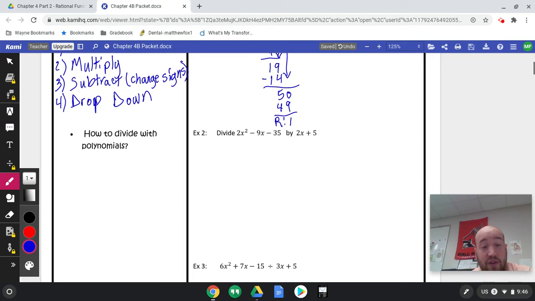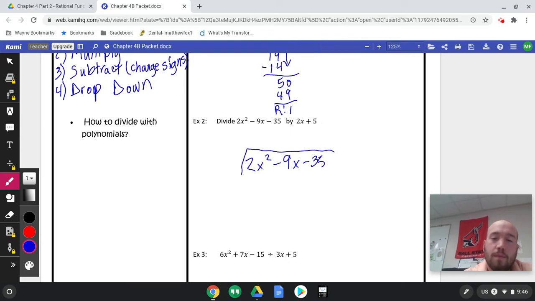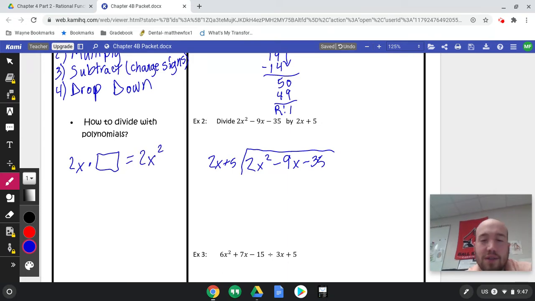So now, when we're dividing with polynomials, we follow that same approach, okay? Except it might look a little more complicated. So I'll start by writing out what I'm going to divide into. And then I'm going to put 2x plus 5 at the front. Okay, so for this, only worry about this first term, the 2x. What would I have to multiply 2x by to get 2x squared? So I'm going to think 2x times this blank box would equal 2x squared. What times 2x would give me 2x squared? And hopefully you guys know x.